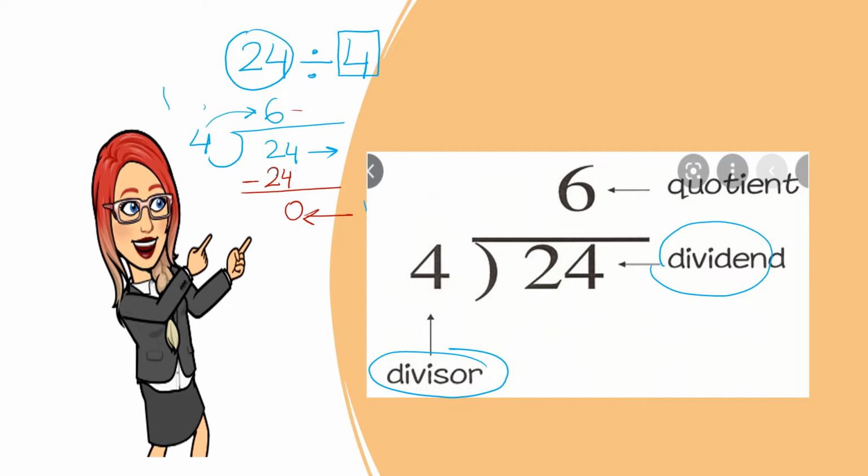Now, what do we call this 6? This 6 is the answer and it is said to be the quotient here. So, in a division, we must have a dividend, a divisor, and a quotient. If the answer in the end comes as 0, it is said that you have divided everything completely and there is no remainder.